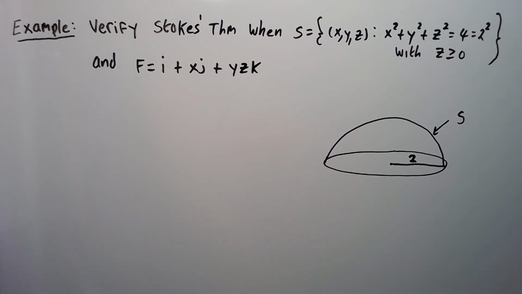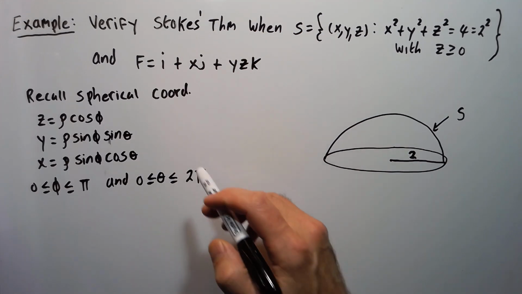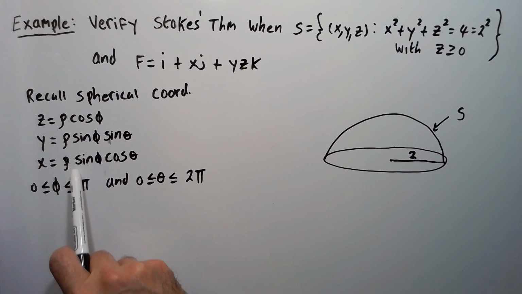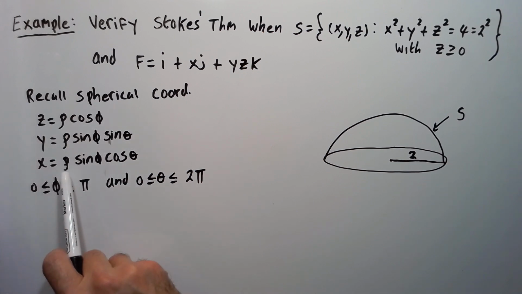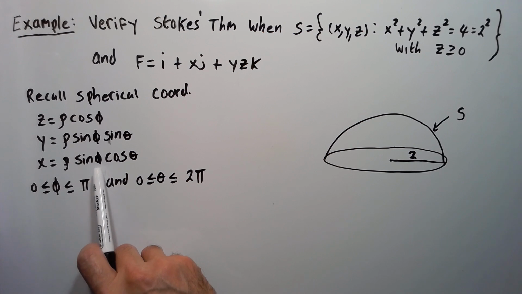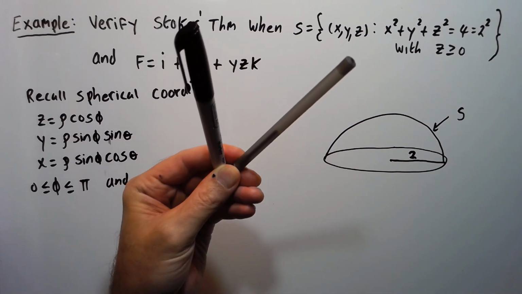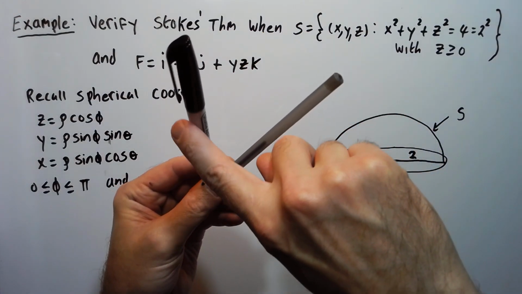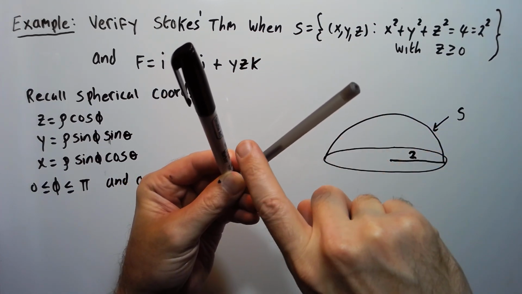So let's recall spherical coordinates. Okay, so here's our spherical coordinates system. So z equals rho cosine phi, y equals rho sine phi sine theta, x is rho sine phi cosine theta. And the phi angle here is measured from the z-axis, so if I call this guy here the z-axis, and this is my rho vector here, the phi angle is in here.